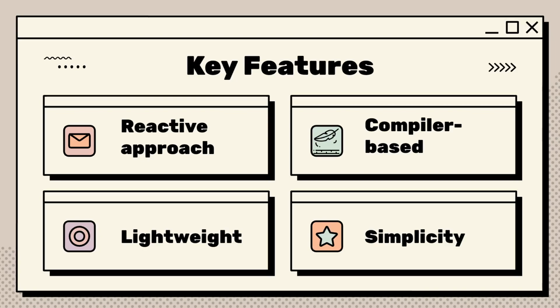So these two bring us to the next key feature, which is lightweight. Svelte's compile output is much smaller than other frameworks, which makes it faster to download and also easier to load. And lastly is the simplicity of its syntax. Svelte syntax is simple and easy to learn, which makes it an ideal choice for developers who want to build fast and responsive web applications without having to learn all the complex syntax.